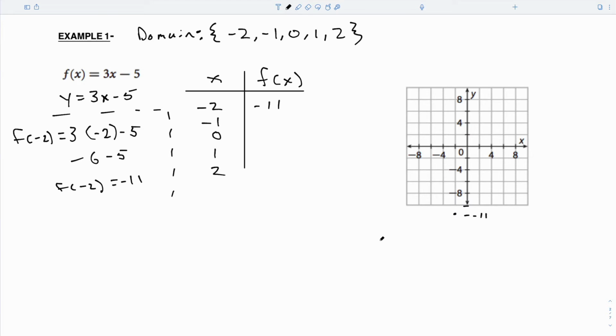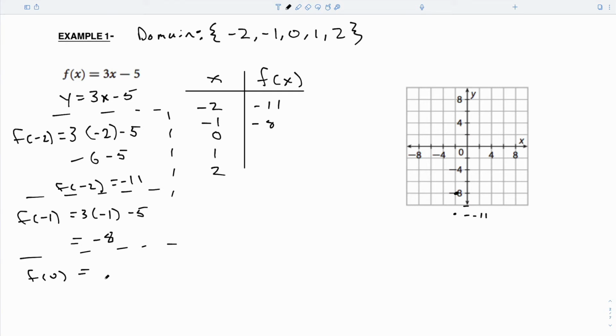Negative 11. Okay, so what about the function of negative 1? Okay, that looks like it's going to be negative 8. So let's go over 1, down 8. And the function of 0 is going to be negative 5.